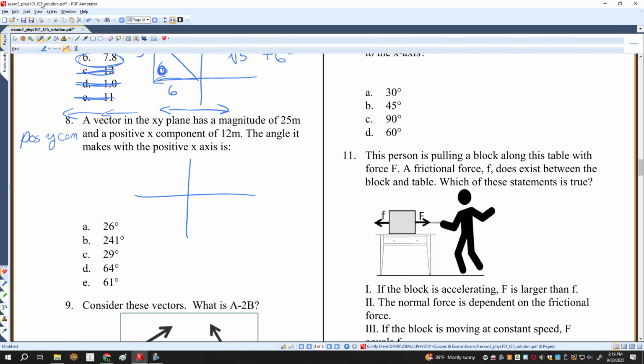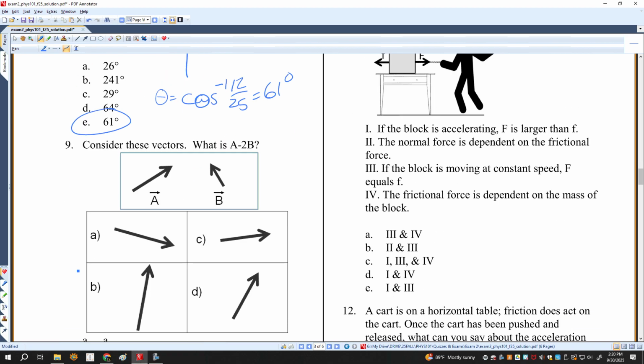So it has an x component of 12 and a positive y component of some unknown value and a magnitude of 25. And I want to know what this angle is. So I would say that the angle theta is the inverse cosine of adjacent over hypotenuse, 12 over 25, and that's equal to 61 degrees. So E is the right answer.